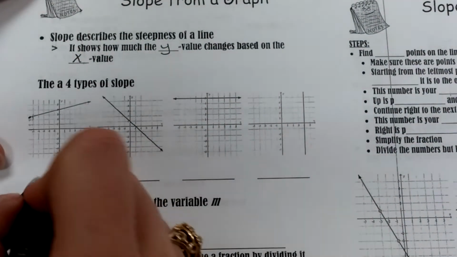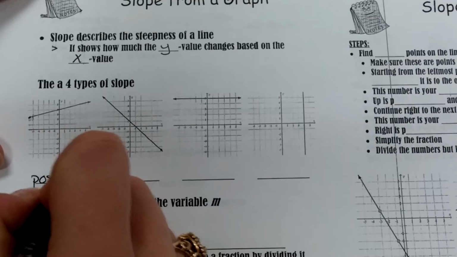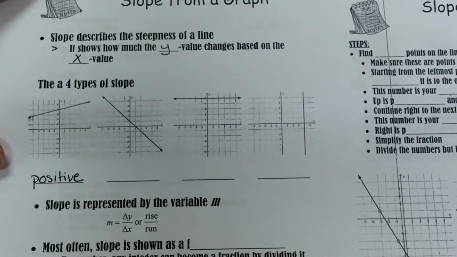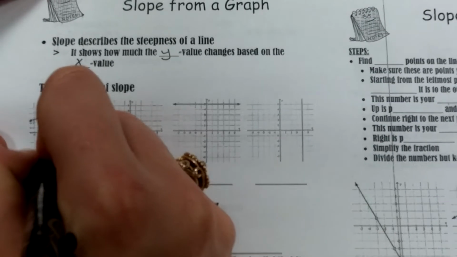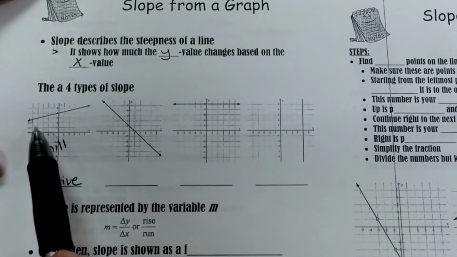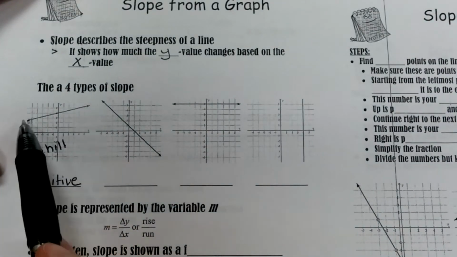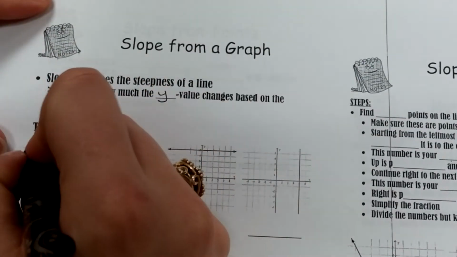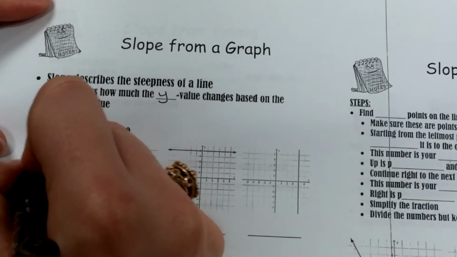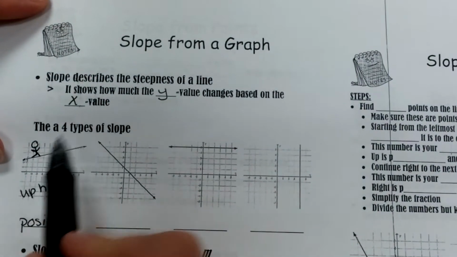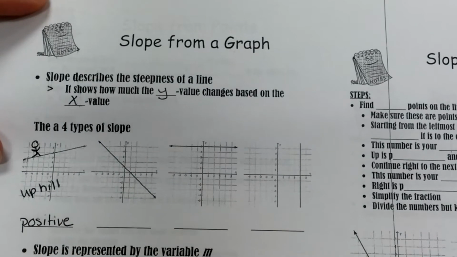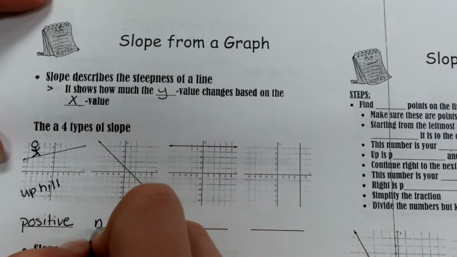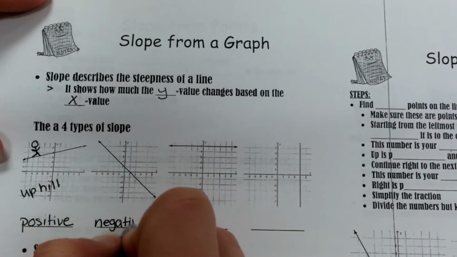The first type of slope is positive slope. And I like to think about positive slope as somebody traveling up a hill. If we read from left to right, it looks like literally walking up a hill. So I sometimes like to draw a little guy just to help remind myself that positive slope is like going uphill.